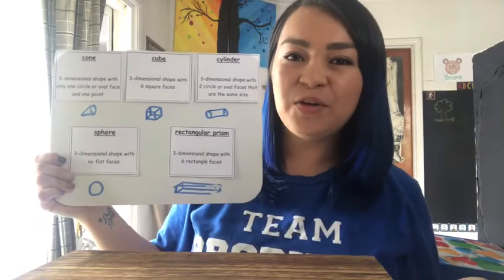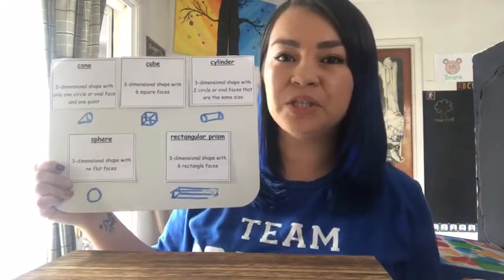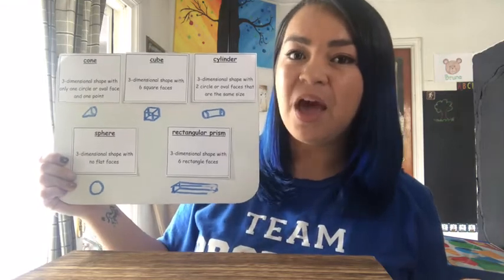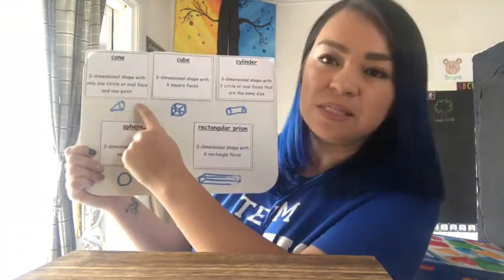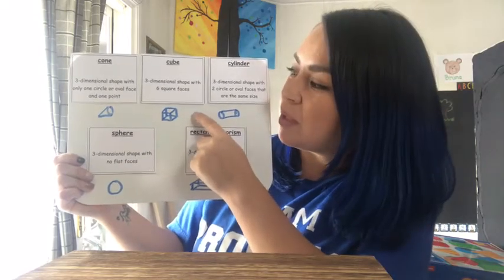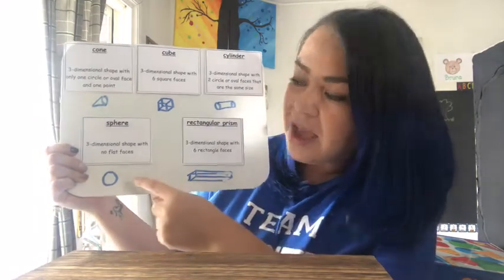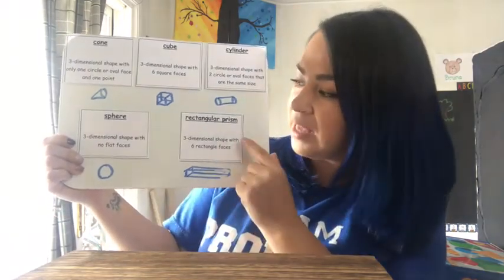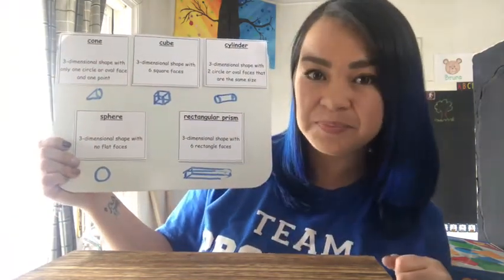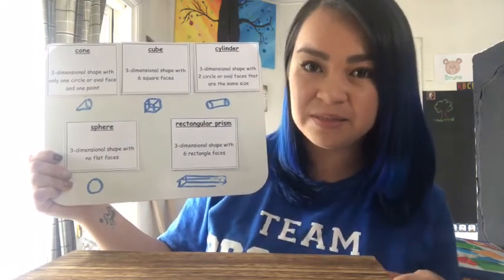Okay, now that you have gathered all your materials, let's do a quick review of our 3D shapes that we talked about last week. The first shape that we talked about was the cone. The second shape was the cube. We also talked about the cylinder and the sphere. And lastly, the rectangular prism. So today we are going to be using these shapes to build.